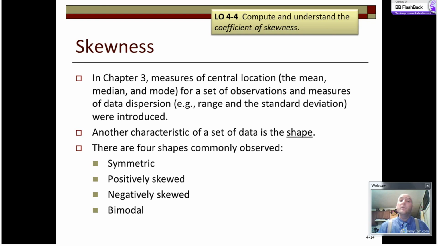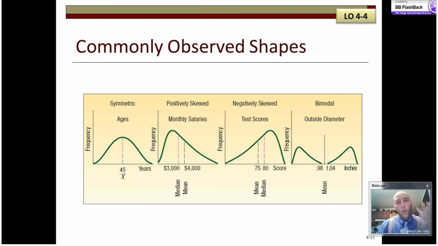In chapter 3, we talked about measures of central location, mean, median, and mode for a set of observations, and measures of central tendency and dispersion. But another characteristic of that distribution is its shape. There are 4 commonly observed shapes: a symmetric distribution, which is the same on both sides, a positively skewed distribution, a negatively skewed distribution, or a bimodal distribution. These are common shapes.